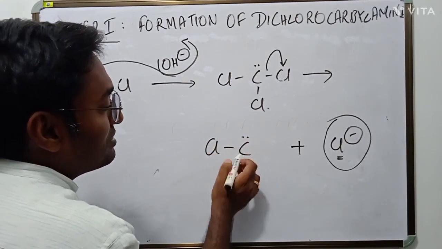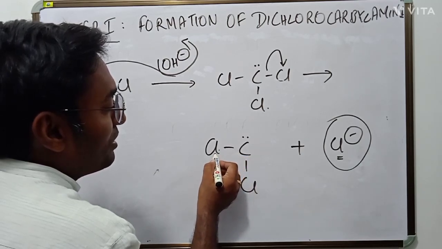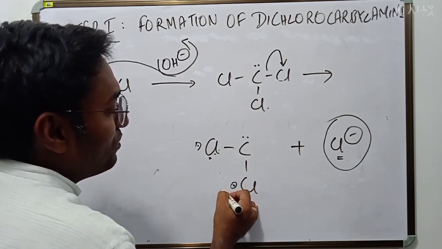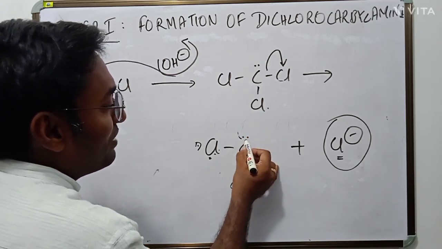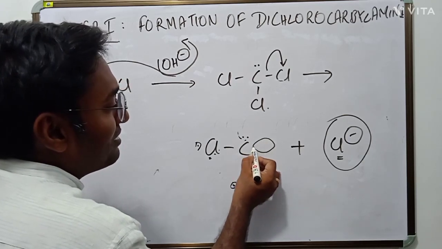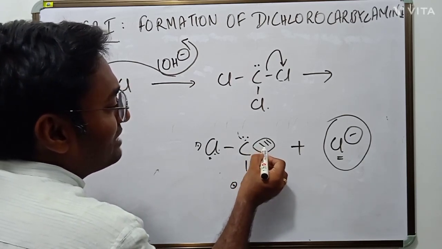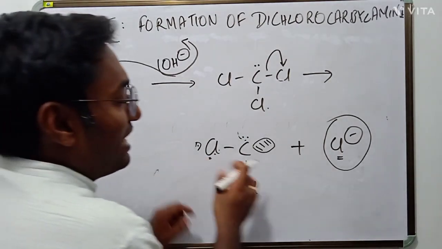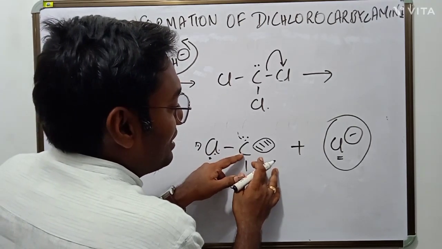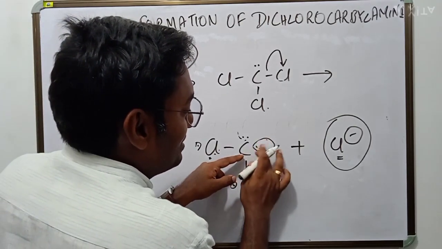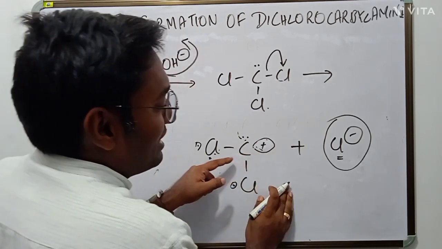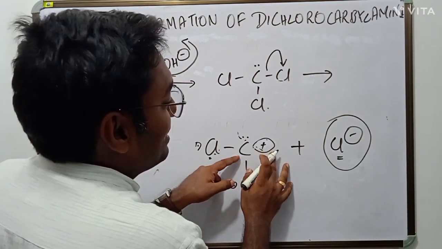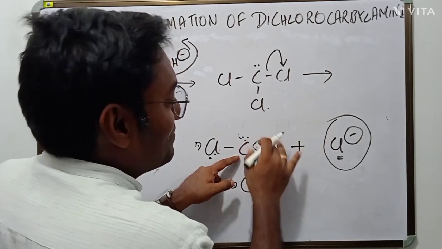This is dichlorocarbylamine. It actually has 4 orbitals. One of its orbitals is bonded to chlorine 1. One is bonded to chlorine 2. One of its orbitals has a lone pair of electrons, and the other orbital, that is the main thing, is actually empty. So this acts as a nucleophilic source. This is actually positive, therefore this acts as a nucleophilic source.